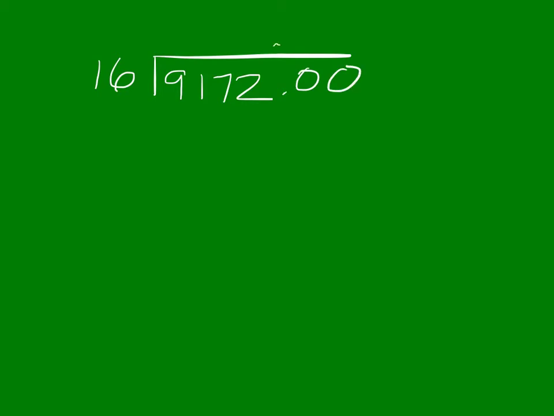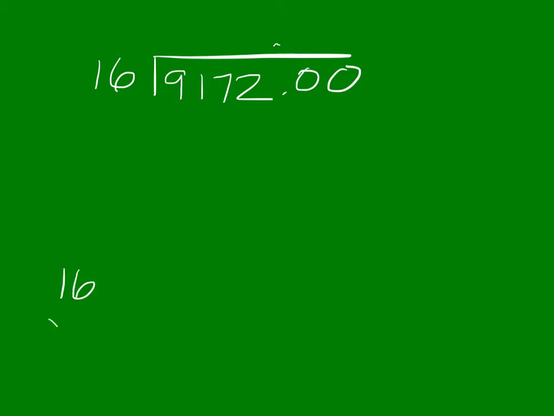So if we can do that, then we should be able to do something like this. And when we look at this, if you can't make the times table for 16, then you should be able to look at 9 and know that 16 won't go into 9, but then 16 will go into 91 a certain number of times without going over. So instead of making the entire times table, maybe you can guess what it should be.